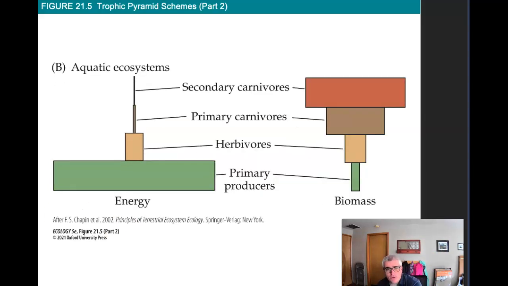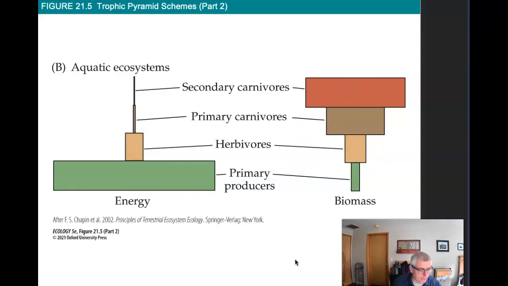Now that changes in aquatic. The same is true for marine, so we can use aquatic as a proxy for marine. To me, aquatic means freshwater, but nonetheless, we can look at this in aquatic systems compared to terrestrial. Now let's start with biomass. You have a small amount of biomass in your primary producers, more biomass in your herbivores, more in your primary carnivores, and more in your secondary carnivores.